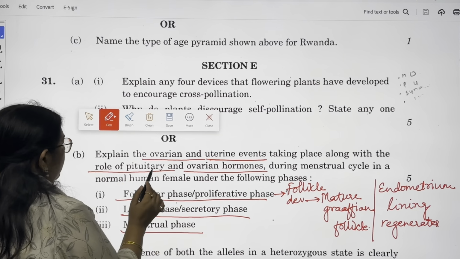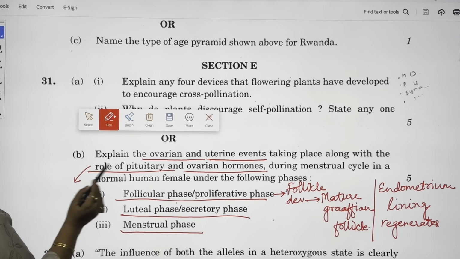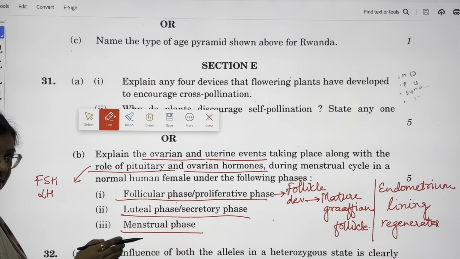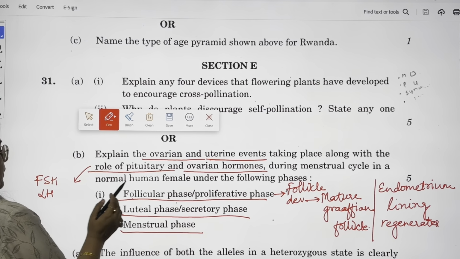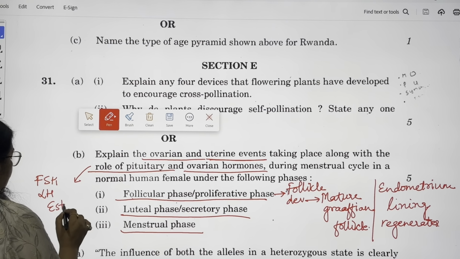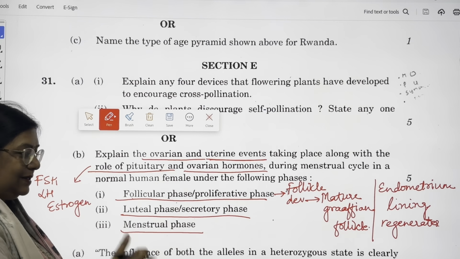Now, role of pituitary and ovarian hormones during the follicular phase. The role of pituitary hormone, FSH and LH. So, their secretion increases to develop the follicles. And ovarian hormone, only the estrogen is secreted at that time. So, the level of estrogen increases.